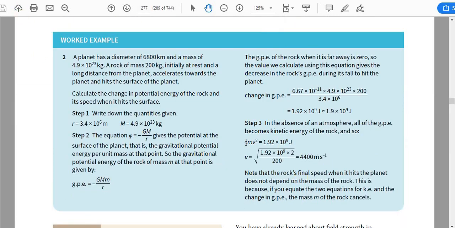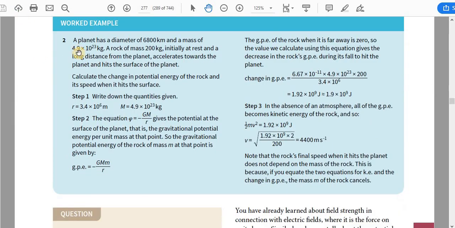Okay, let's go through this example. A planet has a diameter of 6,800 kilometers and a mass of 4.9 times 10 to the power 23 kilograms. A rock of mass 200 kilograms, initially at rest and a long distance from the planet, accelerates towards the planet and hits the surface of the planet. Calculate the change in potential energy of the rock and its speed when it hits the surface. First thing is write down the quantities that are given.